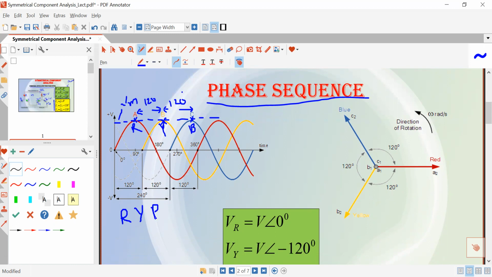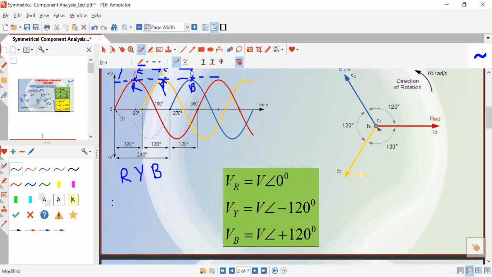Why is the answer RYB? Because the phase voltage of R attains its maximum first, then phase voltage of phase Y attains its maximum, and then phase voltage of phase B attains its maximum. So the order in which the phase voltages attain their maximum or minimum is called phase sequence. So from this waveform, you can say the phase sequence of this three-phase balanced system is RYB.